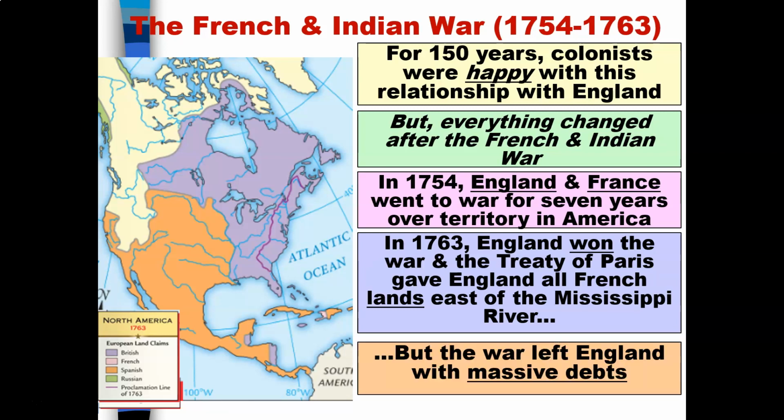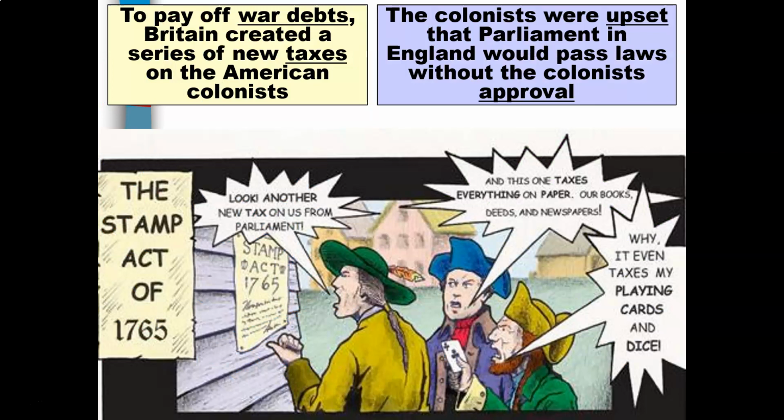But the French and Indian War left England with a massive debt, which they had to pay back. To pay off the war debts, Britain created a series of new taxes on the American colonists. The colonists were upset that Parliament in England would pass laws without the colonists' approval. And you see from the political cartoons how the colonists reacted to the different ways that Great Britain was going about collecting money from them in order to pay for the war.